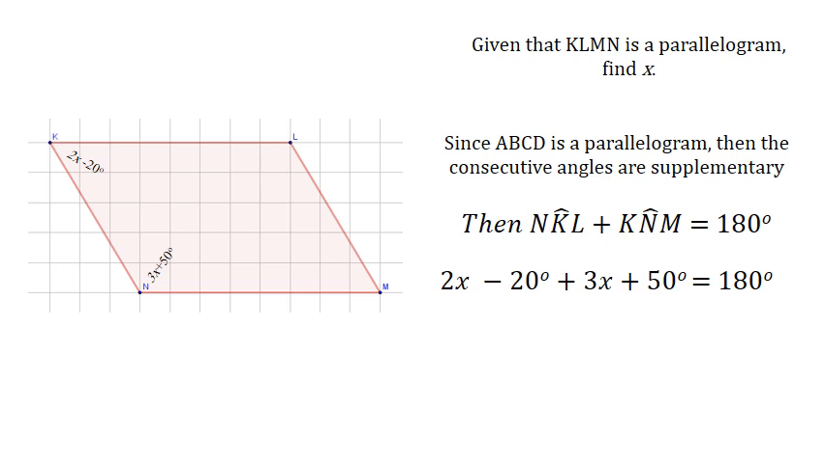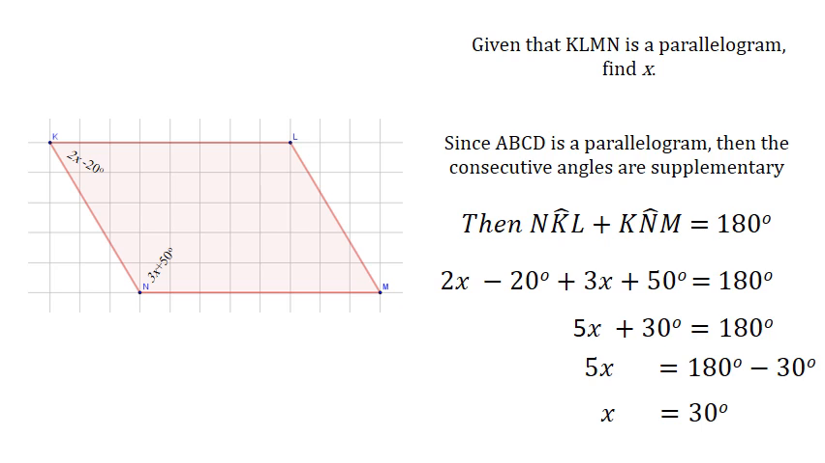So 2x minus 20 added to 3x plus 50 equal 180. It means that 5x plus 30 equal 180. Now I will send 30 to the right hand side and change its sign. It will become minus 30. So 5x equal 150, or x equal 30 degrees.